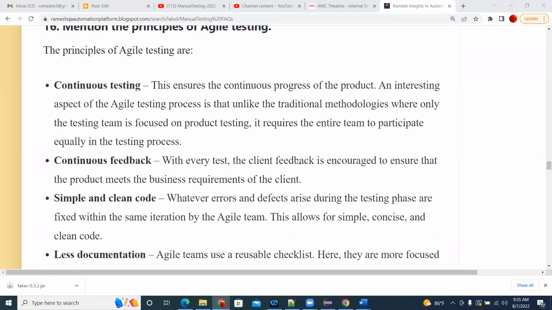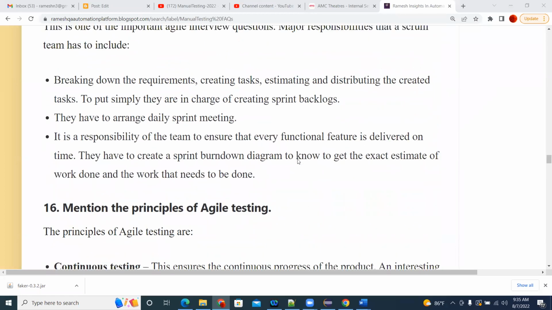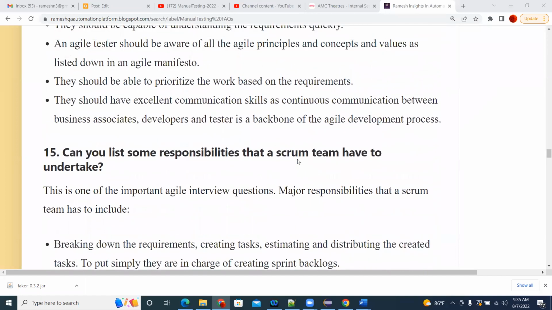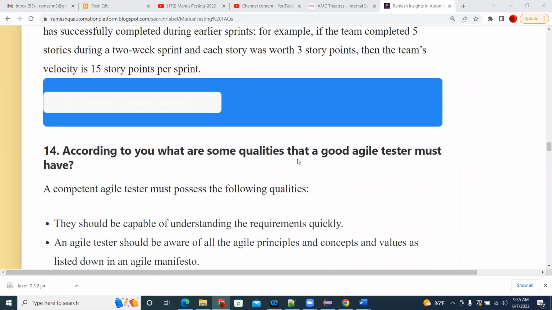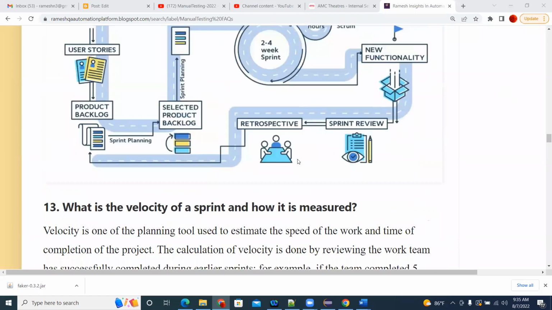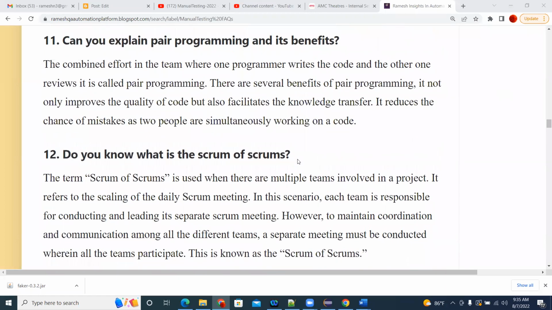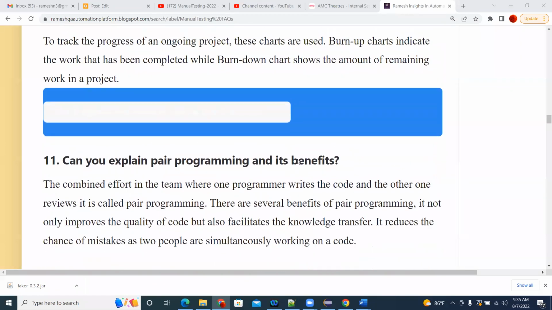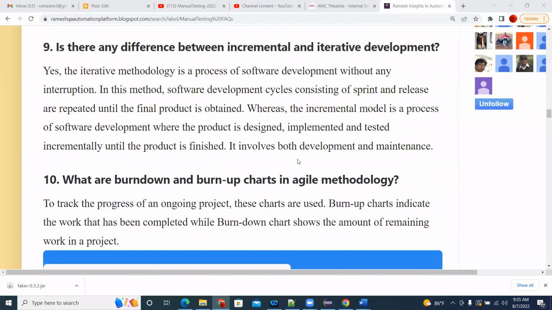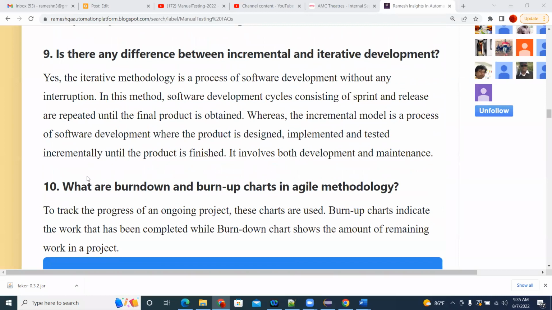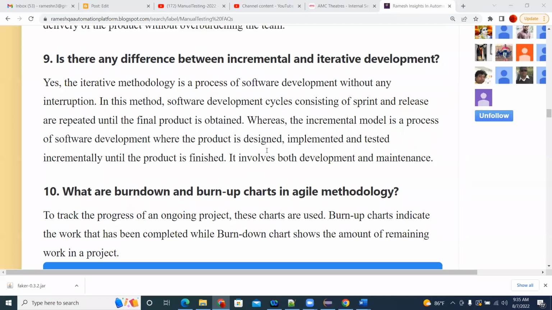What is Agile velocity? Another question they're asking in the Agile Scrum process. And what is a burn down chart and burn up chart? This is another question in the Agile Scrum methodology. They're asking it as another interview question. What are burn down and burn up charts?